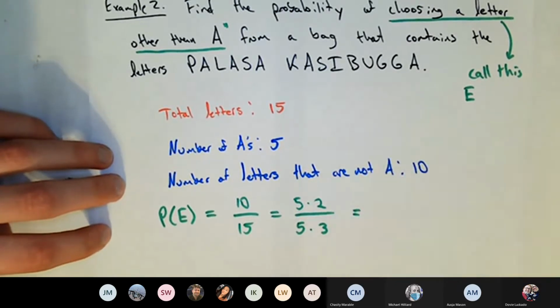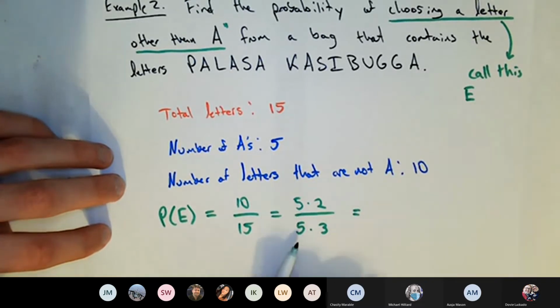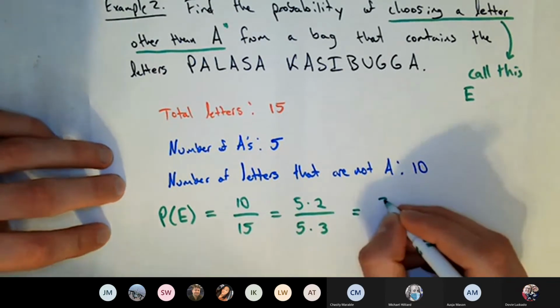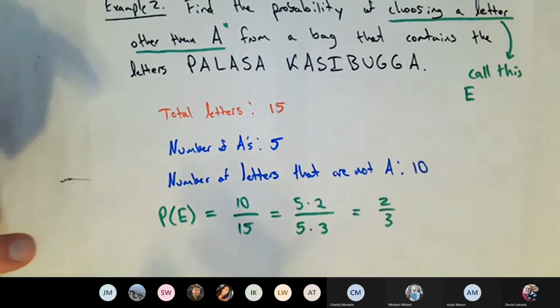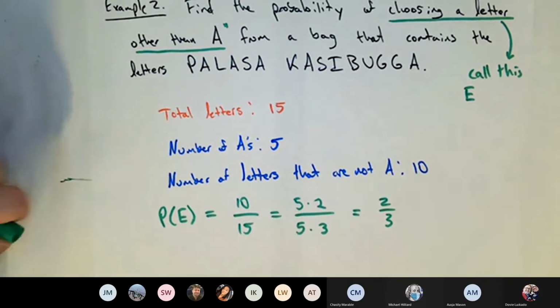And then the 5s in the product, the multiplication, the 5s go away, because 5 over 5 is just 1. So really this is like 1 times 2 over 3, which is just 2 over 3. And that's in simplest form. So this would be an appropriate answer.